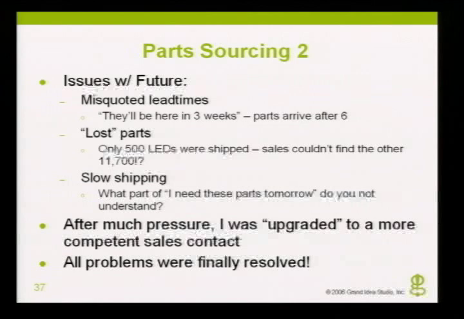Lost parts. Out of 12,000 LEDs that we ordered, somehow only 500 of them were shipped and the others were lost. I don't know how you lose 11,000 LEDs, but that's a lot of boxes. Slow shipping. Basically, I'd tell the guy, I need this stuff soon, ship it directly to the factory, and of course he doesn't do it, ships it by ground to the wrong address. So luckily, a little too late though, I was upgraded to a sales contact that actually knows what she was doing. So Future isn't necessarily all bad.